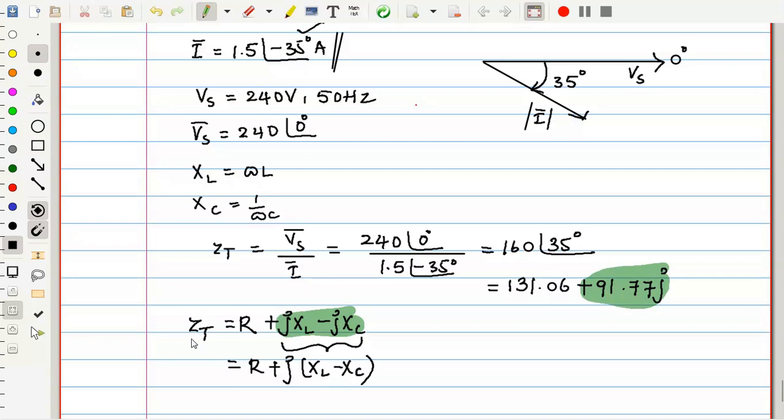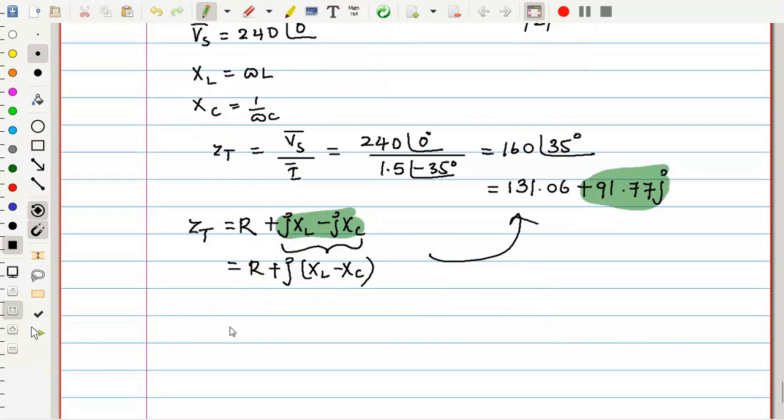Now compare this ZT with this, compare these two equations. Now R is readily available. How much is the R? R is equal to 131.06 ohms. What about the other thing? The imaginary part is equal to XL minus XC. XL minus XC is equal to 91.77. Clear?